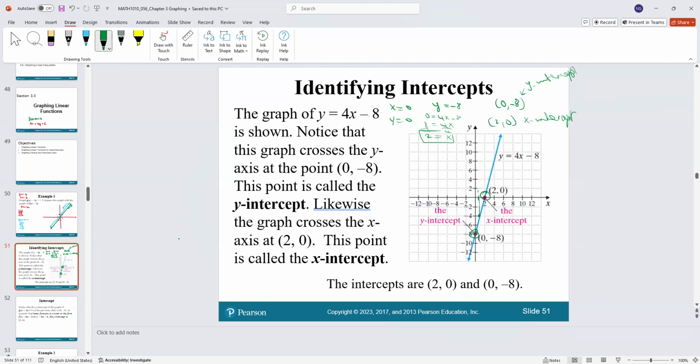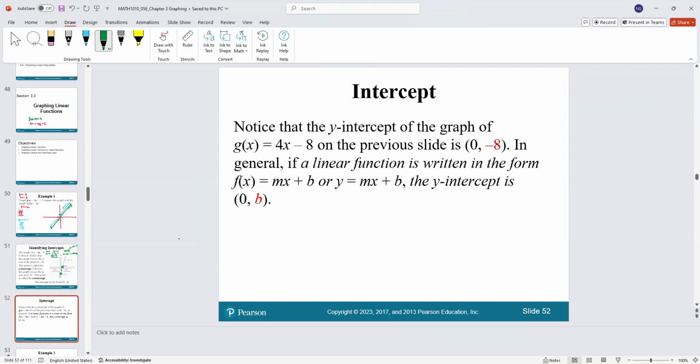All right. So notice that this graph crosses the y-axis at the point 0, negative 8. This point is called the y-intercept. Likewise, the graph crosses the x-axis at 2, 0. This one is called the x-intercept. So we have two intercepts, and for any linear function, it's very easy to graph once you know the intercepts. So now, how are we going to proceed with intercepts?